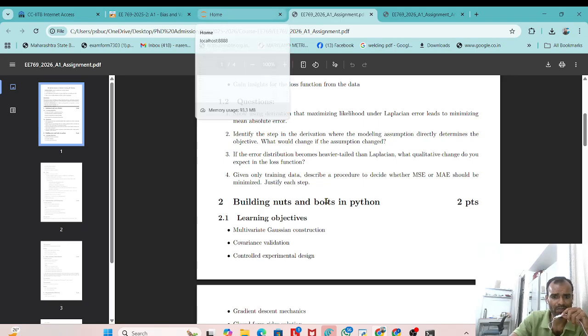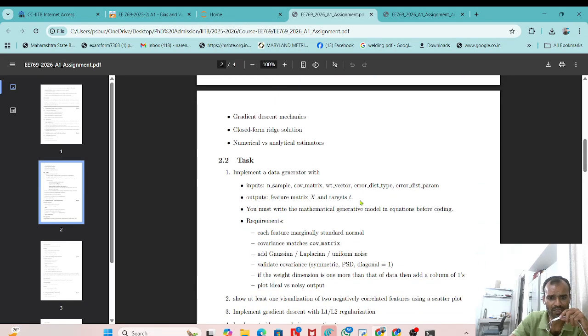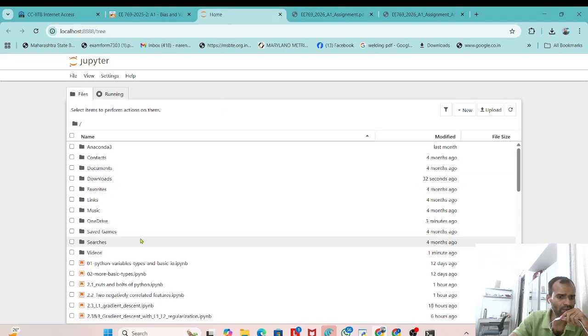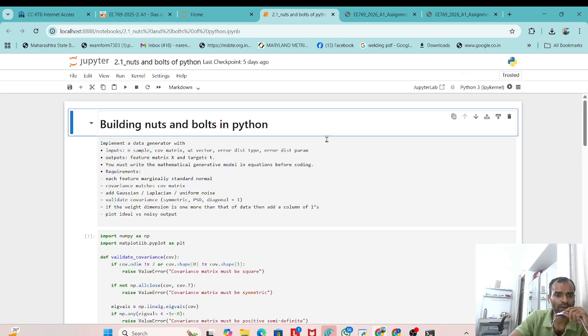See, building nuts and bolts. Okay, so first we have to see the covariance matrix, and then we will move ahead, right? So here for the first part, okay, yeah, this is the first part, right? Okay, this is nothing but just the building nuts and bolts in Python, right? You will see that implement n data generator. We are generating the n samples. So inputs are n samples, covariance matrix, weight vector, error distribution, and error distribution parameter, right?